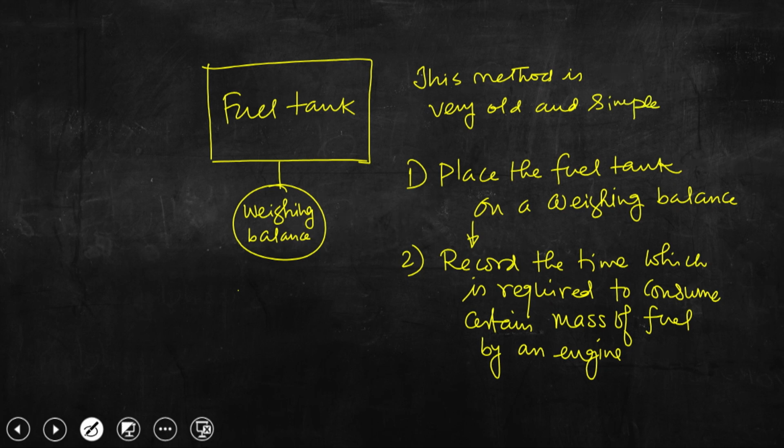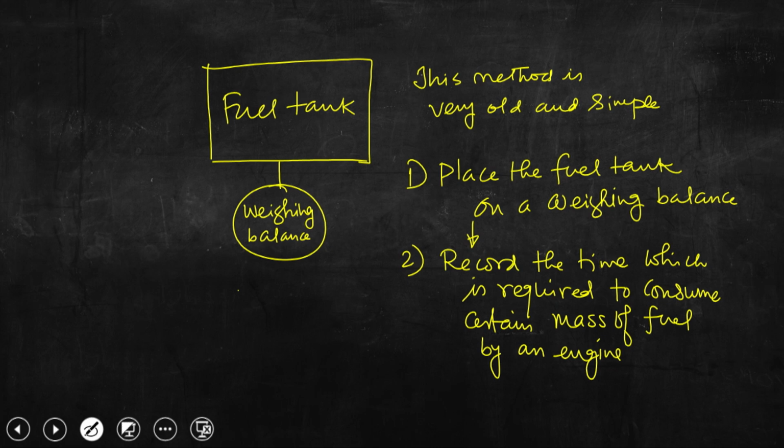Now, if we have one stopwatch and also a pipette, we can measure the mass of fuel consumed by an engine for a certain amount of time. This method can be used to measure both liquid and gaseous fuel. As I said, a pipette and stopwatch may be used. The stopwatch can be used to measure the duration and the pipette can be used to measure the amount of fuel that would be consumed by the engine.